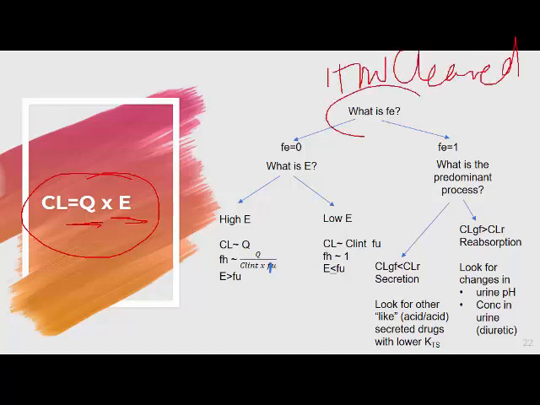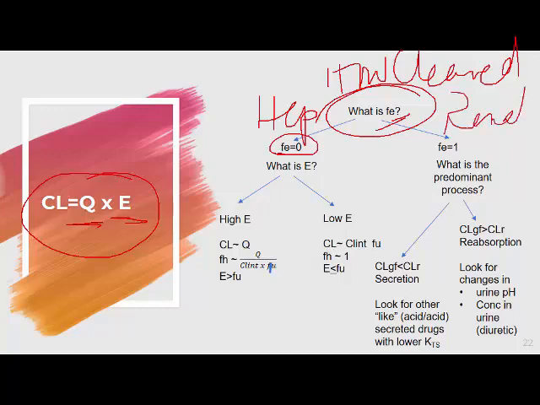So we ask, what is the FE? What's the fraction excreted unchanged in the urine? If the fraction excreted unchanged in the urine is 0, then it's hepatic, right? And if it's 1, then it's renal, isn't it? Let's go with hepatic first.